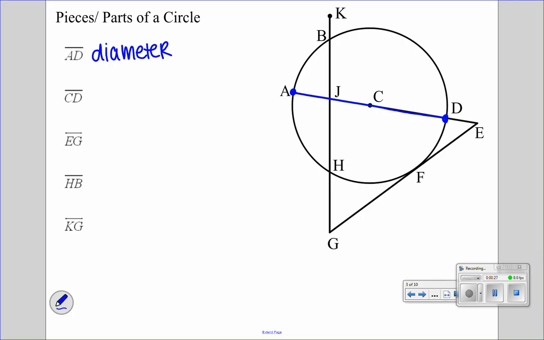It starts and stops on both ends of the circle, and it goes through the center, and that's what makes it special, because it's the diameter, it goes through the center. So line segment CD starts in the center and goes out to the end, and that's your radius.